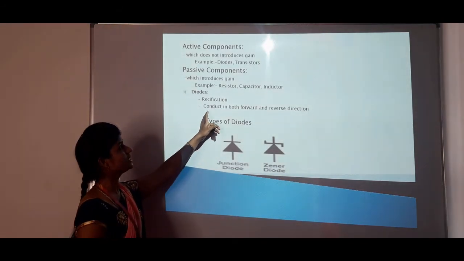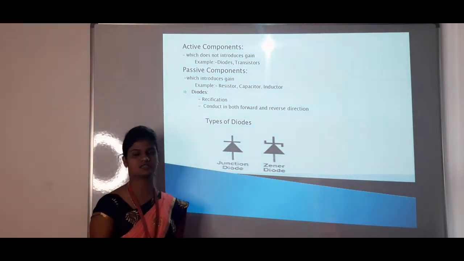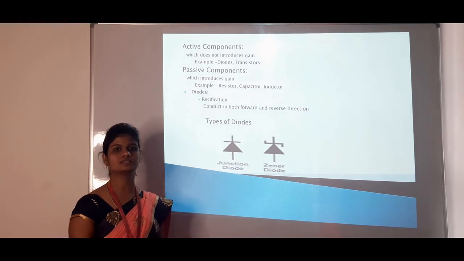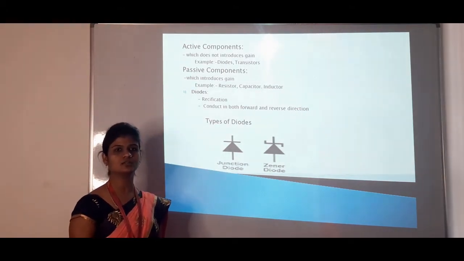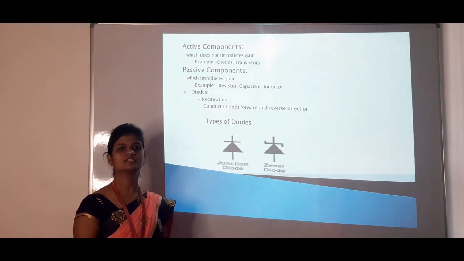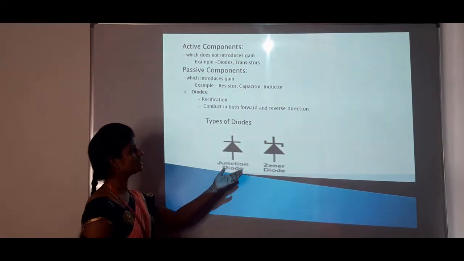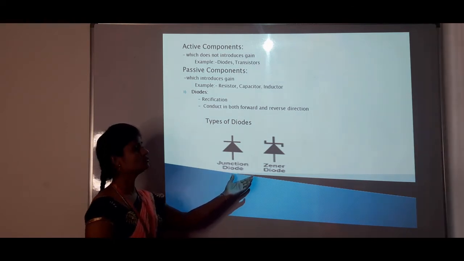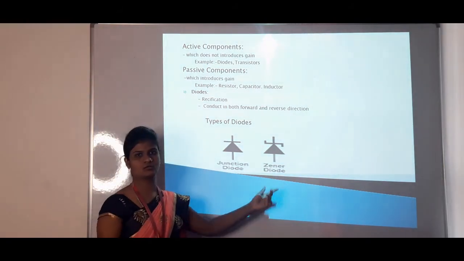And these diodes can conduct in both the forward and the reverse direction. As we know, the diode has two terminals. First one is the anode terminal and second one is the cathode terminal. That means it conducts in forward as well as reverse direction. Some of the types of diodes, here I will explain two of the diodes, that is the junction diode and the Zener diode.